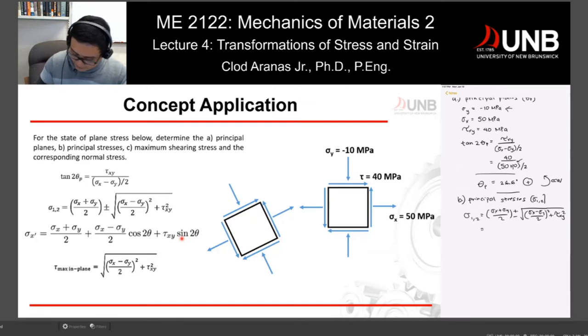So what you're going to get here is 50 plus negative 10, I'll just write negative 10 there, over 2 plus minus square root of 50 plus 10 over 2 squared plus 40 squared. And what you will get here is sigma 1 and 2. So you have two values, one is plus, one is minus.